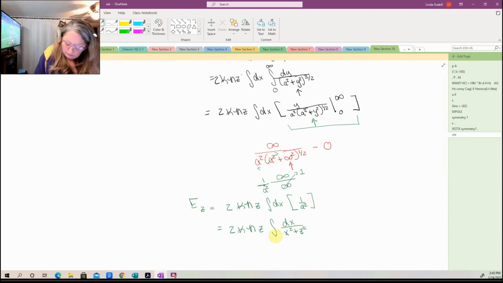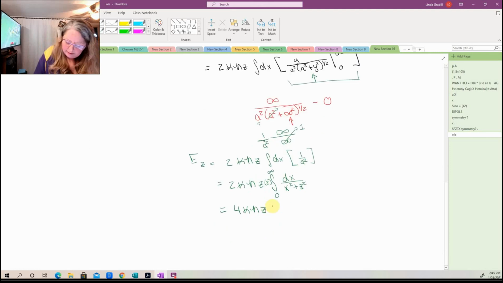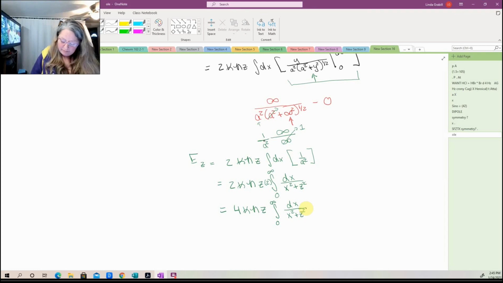Same thing with our limits. I want to go from 0 to infinity to make my life easier. And in doing so, that means I need to double that. So let's rewrite that neatly. 2 times 2, that brings out the 4k eta z. And then we have the integral from 0 to infinity of dx divided by x squared plus z squared. So this is a fun one, and I have my little cheat sheet so I can remember what that integral is. You can look it up on an integral table.